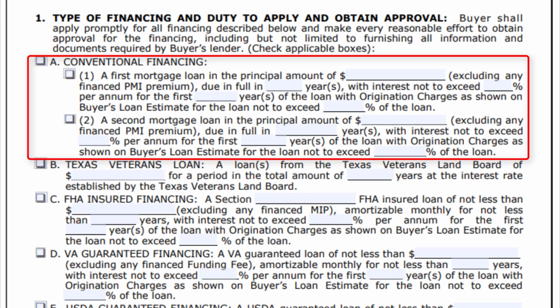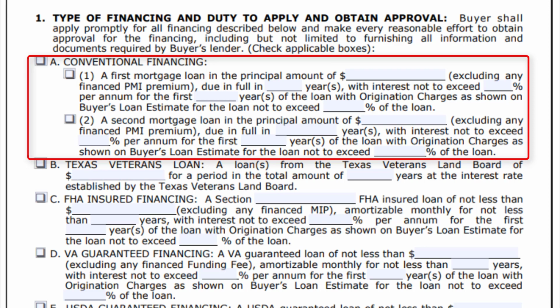Due in full and there's a blank number of years. So if it's a 30-year note or a 20-year note or a 15-year note, that's what goes in there. With interest not to exceed, and there's a blank for a percentage. This is probably going to be your percentage that you've been quoted from the lender for the loan. Per annum for the first blank number of years.